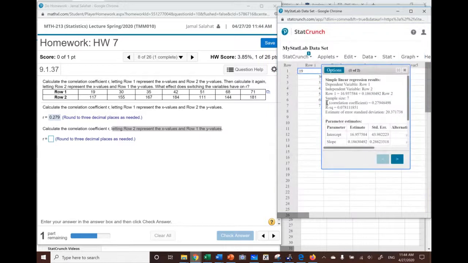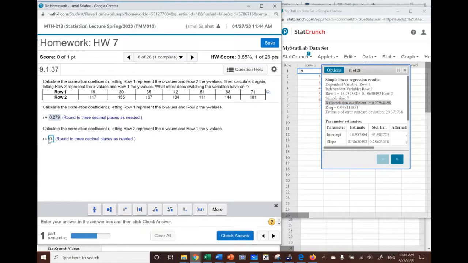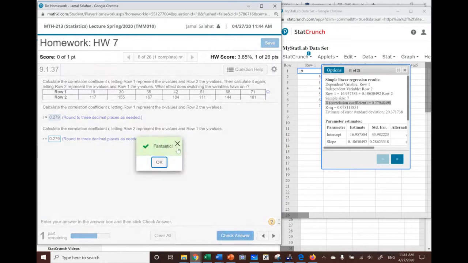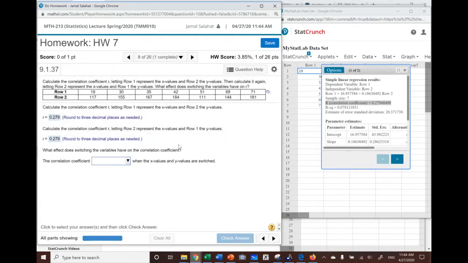Now look at R. What is R? R is still the same as 0.279. So what we are learning here is that R is a measure of strength. And if somebody tells you to measure the strength between 1 and 2 or 2 and 1, it's the same idea. So it doesn't matter which one goes under X, which one goes under Y. For R, the answer is the same. So the correlation coefficient remains unchanged for both.